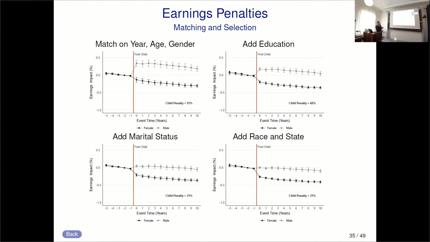Selection bias is different for the two in the sense that, if the selection bias were the same, this child penalty number would be the same across all specifications. You would just move men down or women down around childbirth symmetrically. That's not what's happening. There is actually more selection for men here. The child penalty is much bigger.